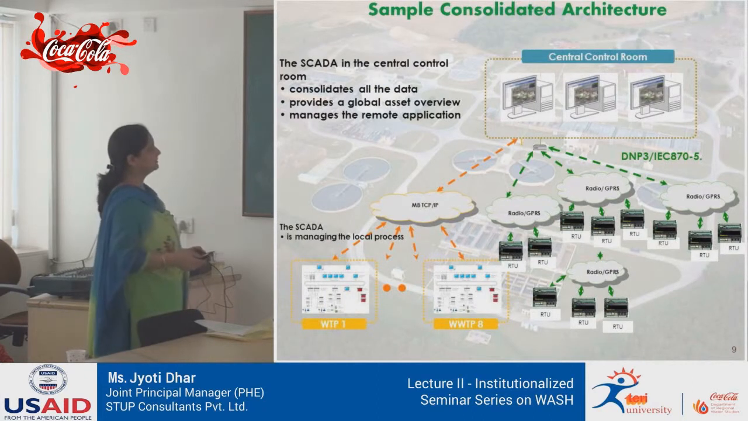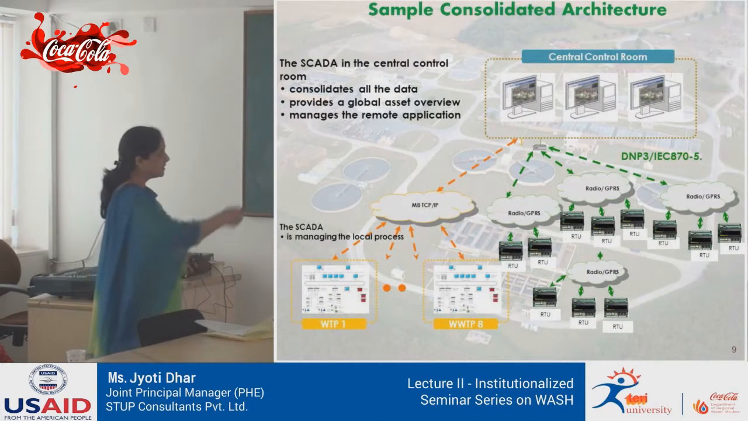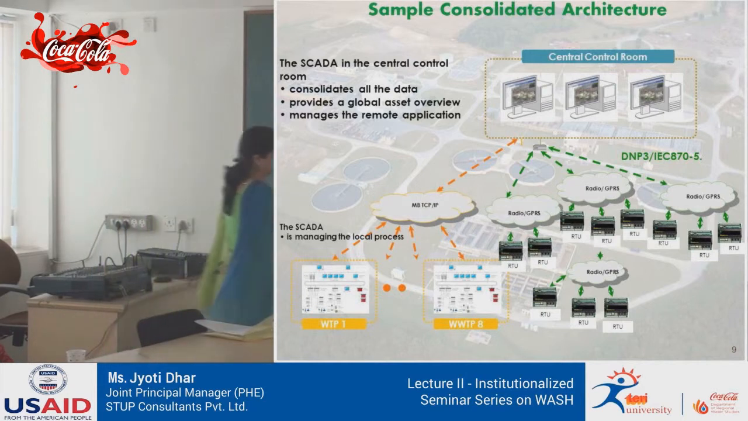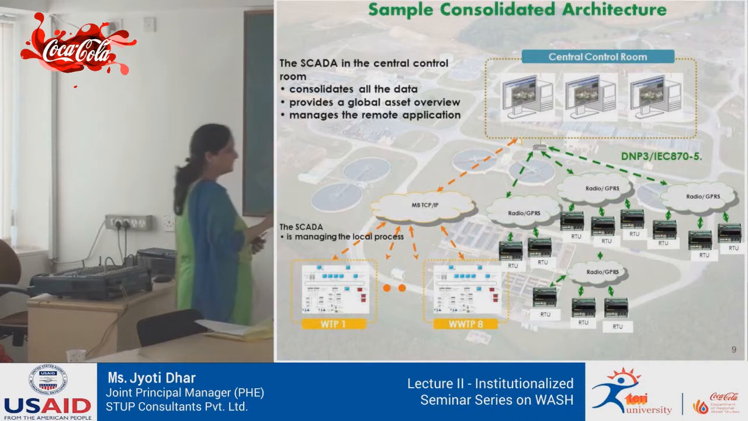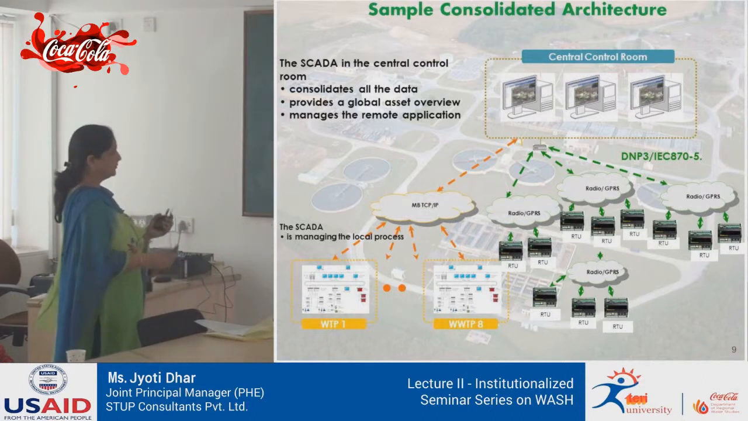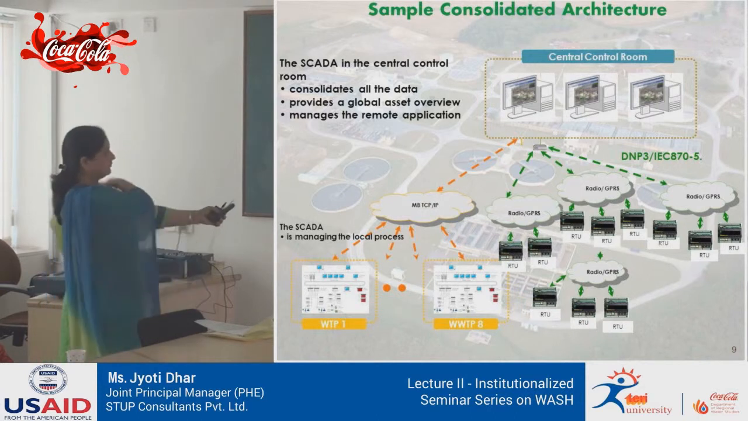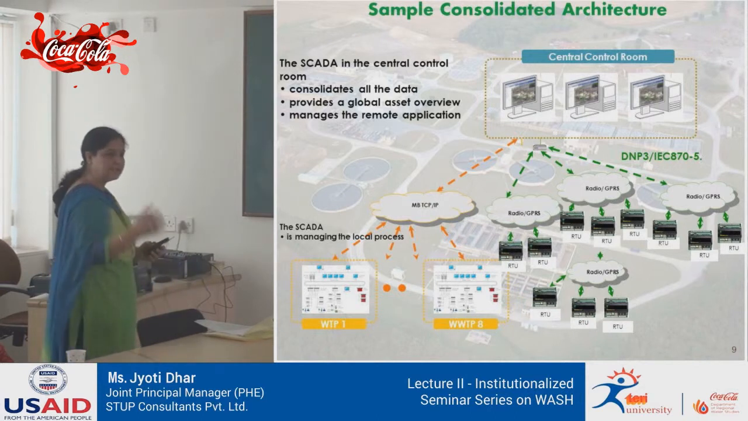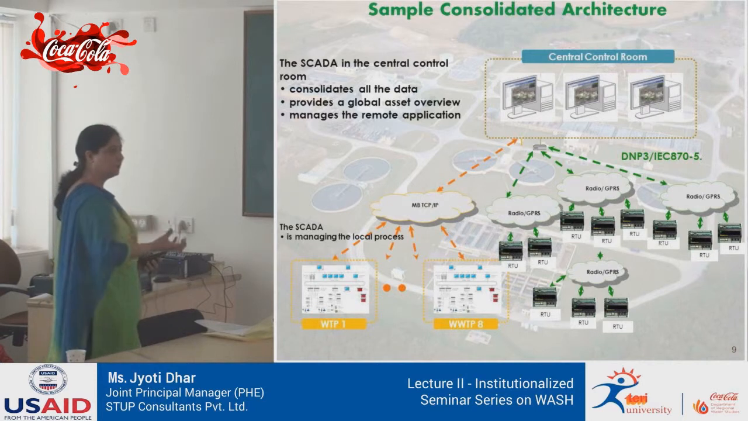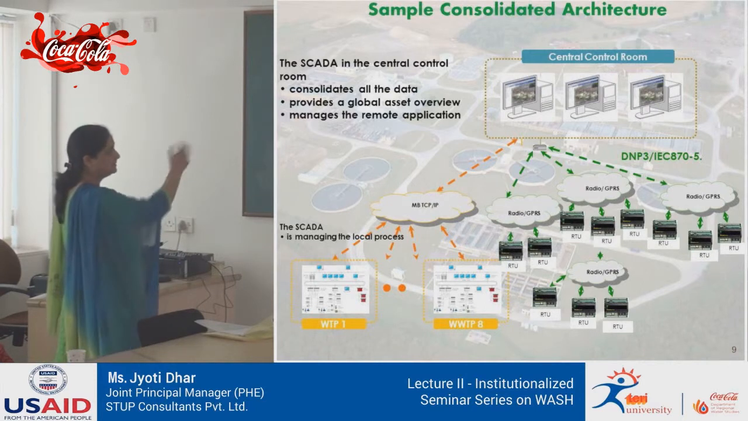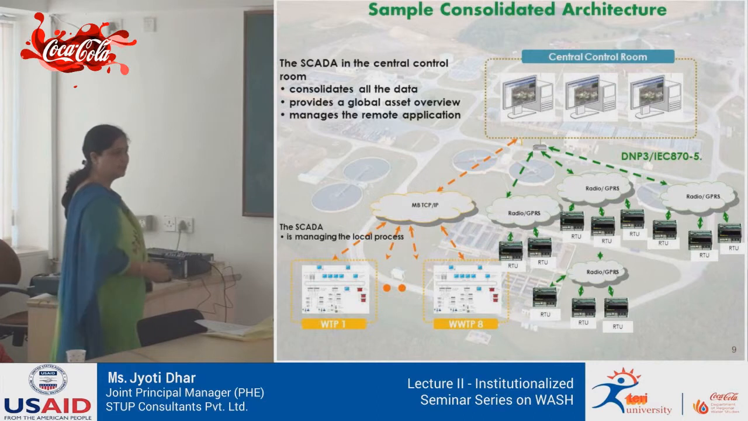Then this is a typical consolidated system architecture, wherein you have booster pumping stations located at each remote area. Then you have a remote transmission unit at each booster pumping station, and from these booster pumping stations, all the data of the pumps, all the data of the flow, all the electrical data are being consolidated at the central control room.